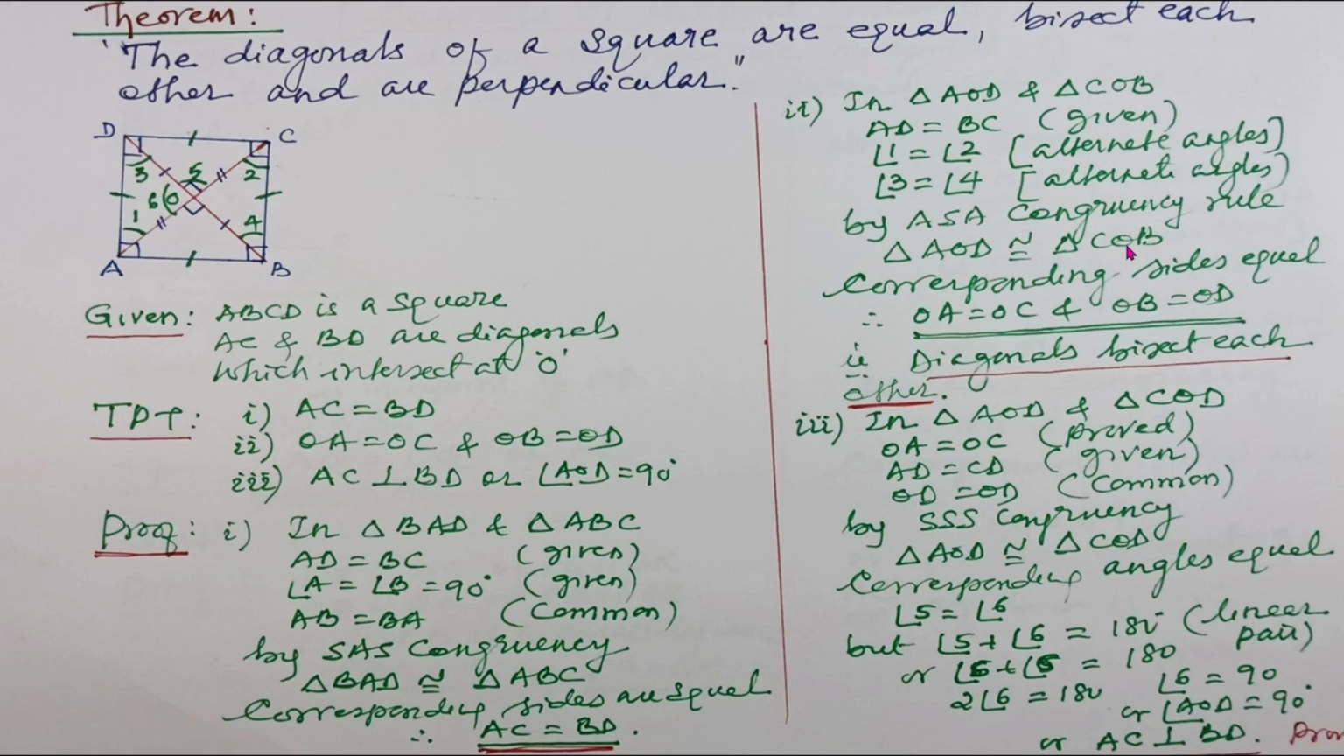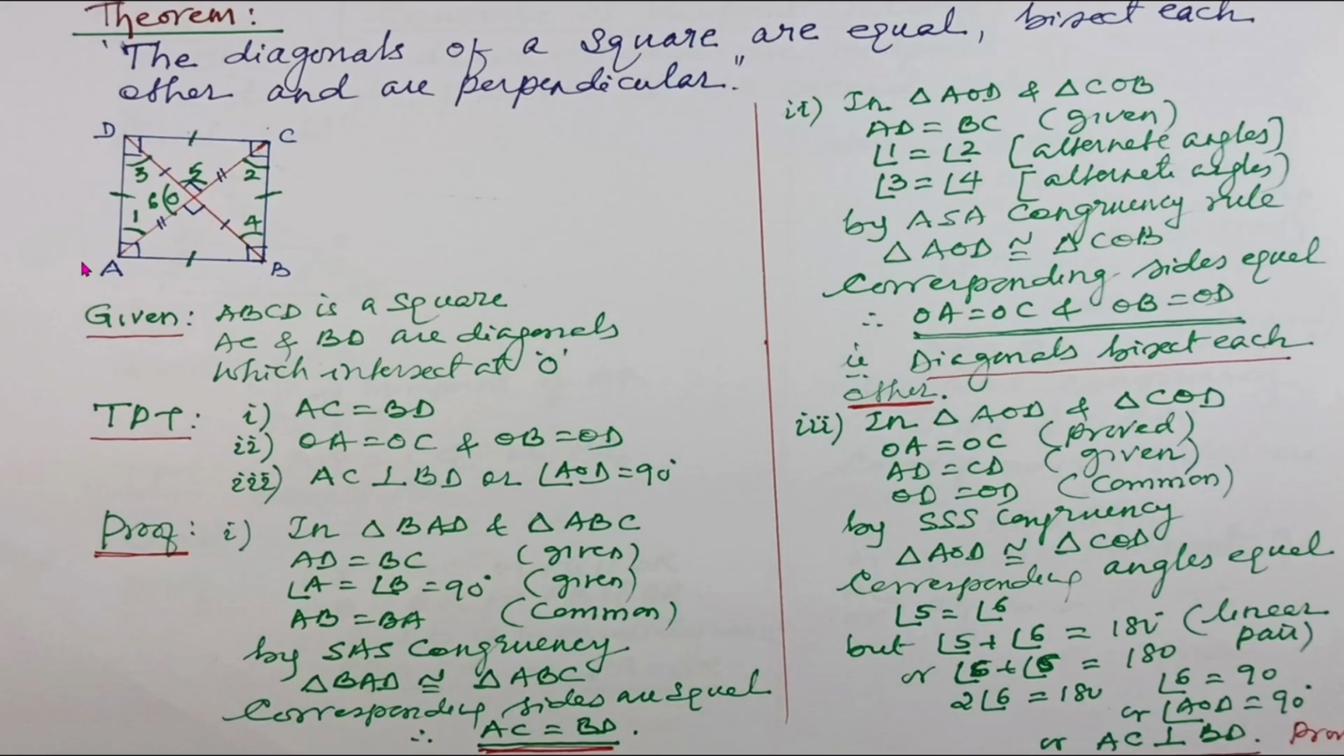So we have two triangles congruent. If two triangles are congruent, then their corresponding sides are equal. Therefore, OA is equal to OC and OB is equal to OD, and that is what we have proved. And by that we have proved that the diagonals of a square bisect each other. That is the second proof. Now we have to prove that AC is perpendicular to BD, and a very simple proof again.